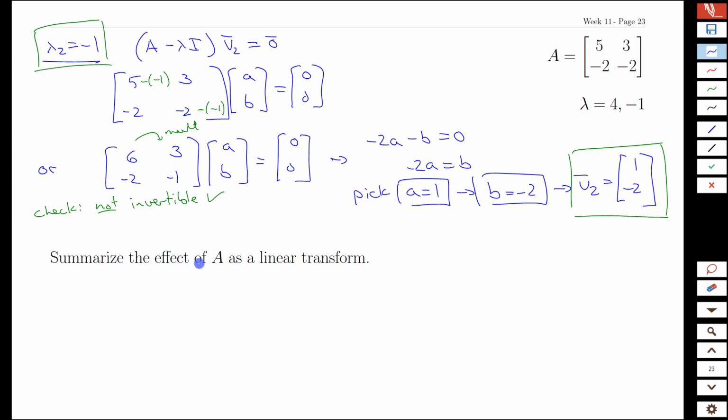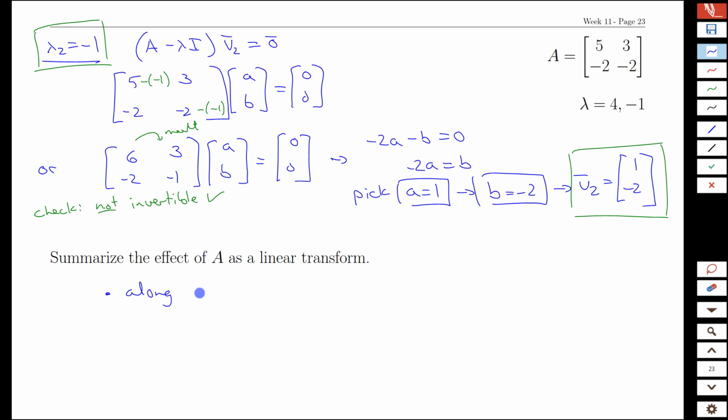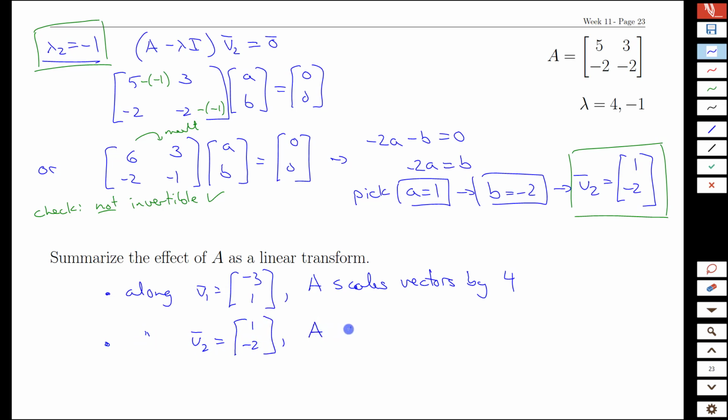And now we have a complete summary of what A does as a linear transform. Along the vector, which was last page here, along the vector negative 3, 1, let's label this here, v1, negative 3, 1, A scales vectors by 4, and along v2, the direction of 1, negative 2, this A matrix scales vectors by negative 1. Or if you like, it flips them, inverts them.